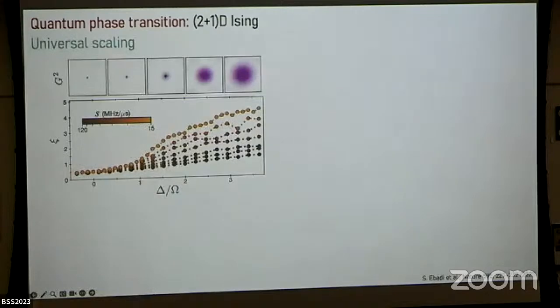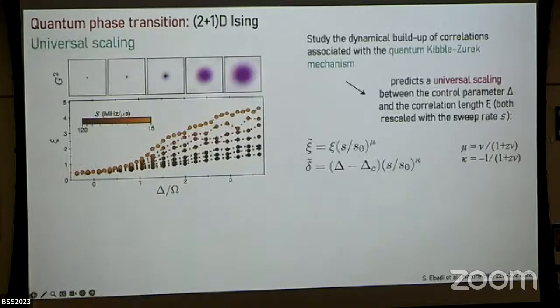Okay, so how do we measure this? We use the quantum Kibble-Zurek mechanism. The idea is that we study how the correlations build up dynamically when we do these sweeps, and use the Kibble-Zurek mechanism to measure these exponents. In particular, this mechanism predicts a universal scaling between the control parameter delta that we're tuning during our sweep and the correlation length. You need to rescale this with the sweep rate.